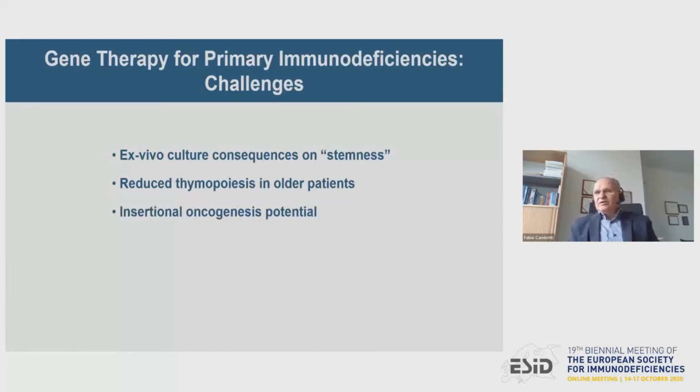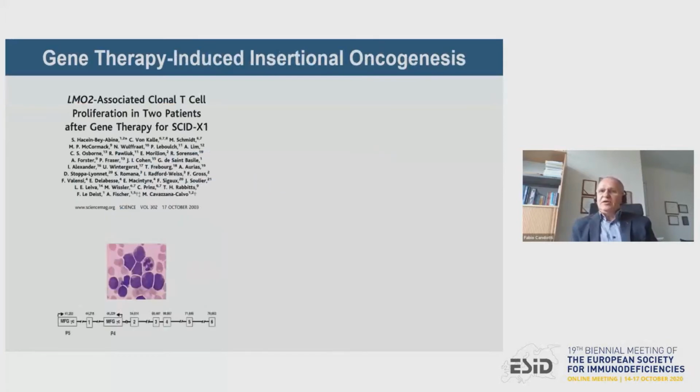Gene therapy, a difference from hematopoietic stem cell transplant, has shown that the insertion of viral vectors can cause insertional oncogenesis. And this, of course, has been a problem that the gene therapy field had to contend with early on during its development. And in the early trials of gene therapy for X-linked SCID, it was unfortunately clear that the integration of the viral vector in the proximity of promoter regions of oncogenes could activate these oncogenes and lead to the development of leukemia.